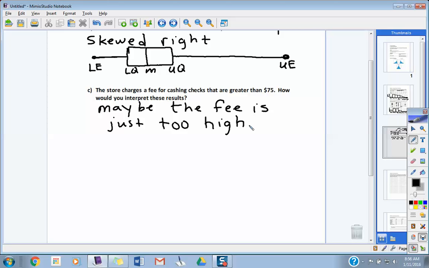All right, and then maybe the fee is just too high. Now that talks about maybe the low values are being skewed right. So this would say, well, let's see the dollar amount of checks here. But then when we talk about variation, we had a lot of checks towards the middle being cashed, and then to the outside here, not so much.